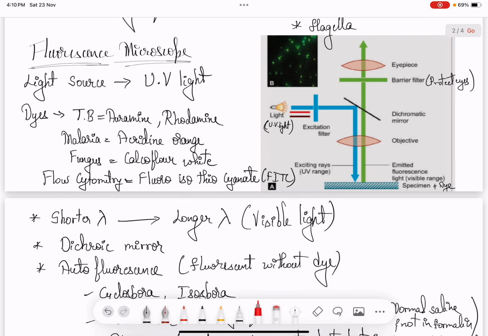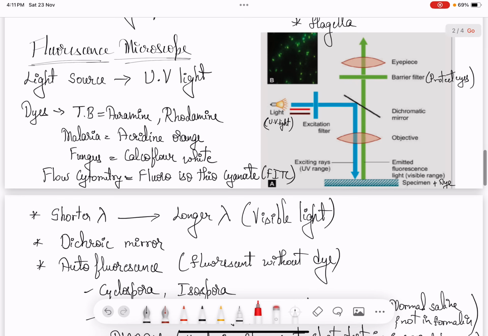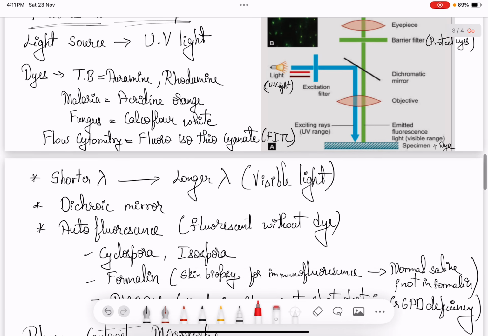So this comes, then this excites. What happens here? Whenever short wavelength light comes, shorter wavelength light is converted into longer wavelength light, which is in the visible region. So these are visible lights which then directly pass above and which you can see. But before that there is a barrier filter that is used to protect your eyes from the UV rays. If ever UV rays come, it will protect your eyes so that your eyes are not damaged.